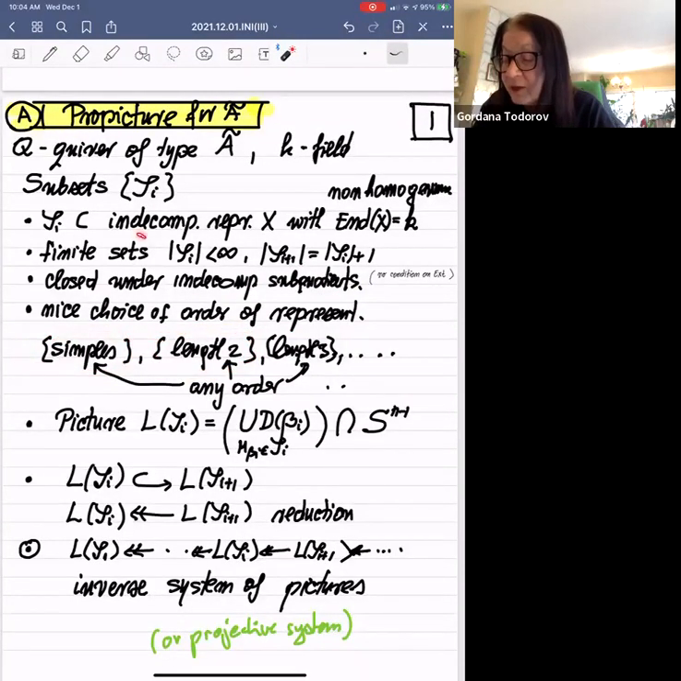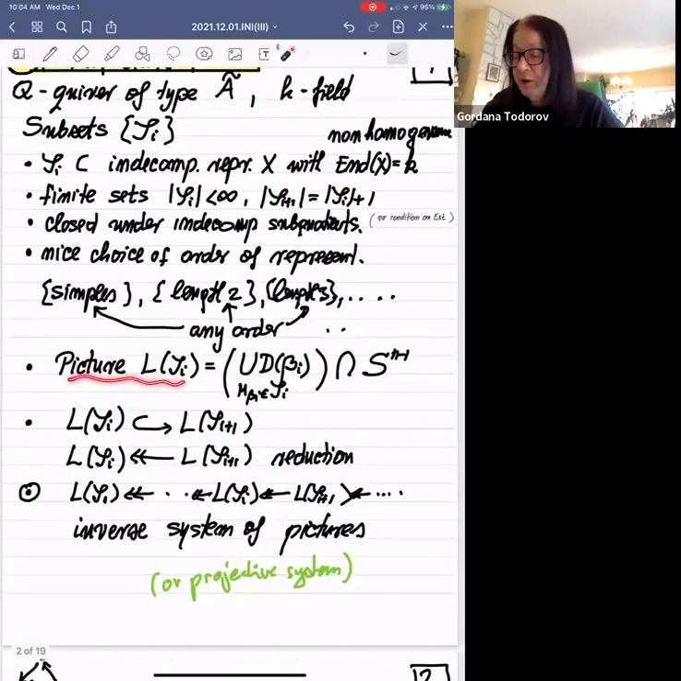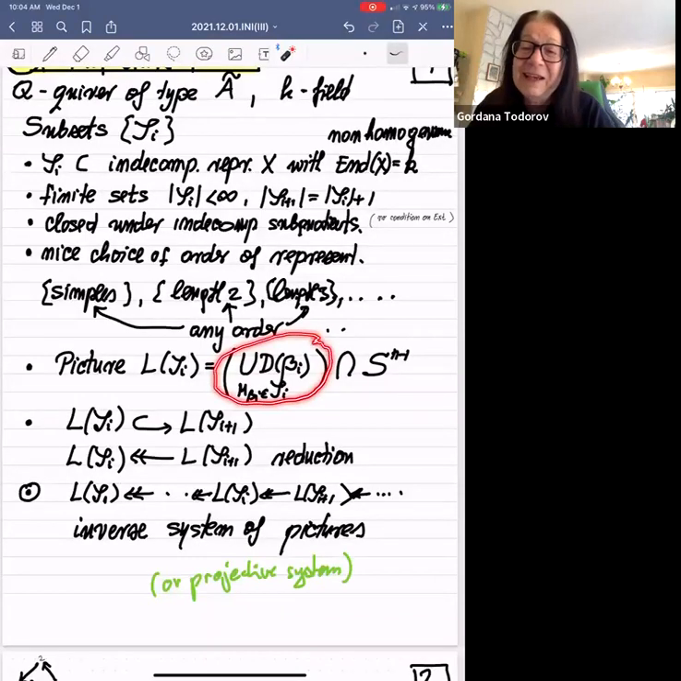Among those, I'm only talking here about non-homogeneous modules, so we don't want to take homogeneous modules. Then length 2, length 3, and so on. Everything has to satisfy these conditions. And then the picture of each one is just as it was defined many times. I'm sorry I keep repeating over and over.